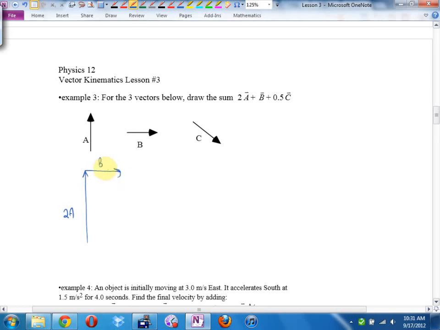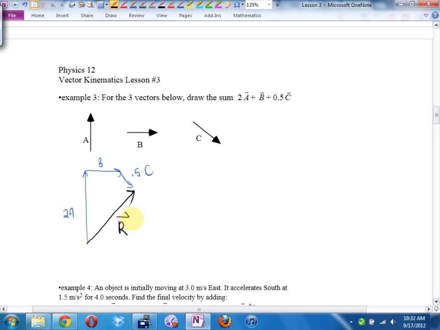Then it wants me to add half, 0.5 C. What do you think 0.5 C would look like? The same as C, but what? Half as long? So about like that. 0.5 C. I don't know what the numbers are, but I can certainly draw it. There's my resultant. That's where you'll end up.